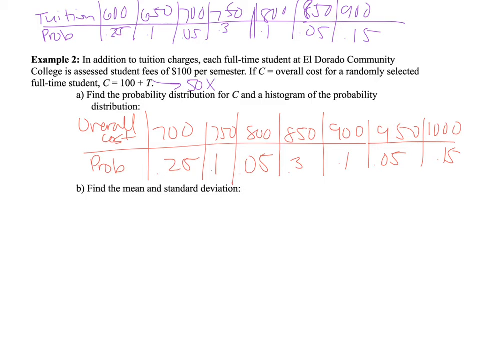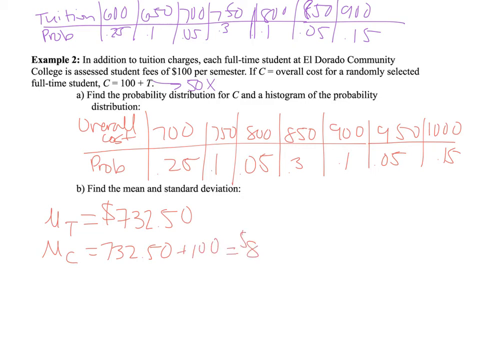So that's all we have. Okay, so then the mean and the standard deviation. Previously, we had the mean of our T. We had taken the 14.65, multiplied it by 50, and ended up with $732.50. Now, your new mean for the overall cost, all you're going to do is take that and add 100. So this is very nicely straightforward. You don't need to do anything other than just adding the 100.